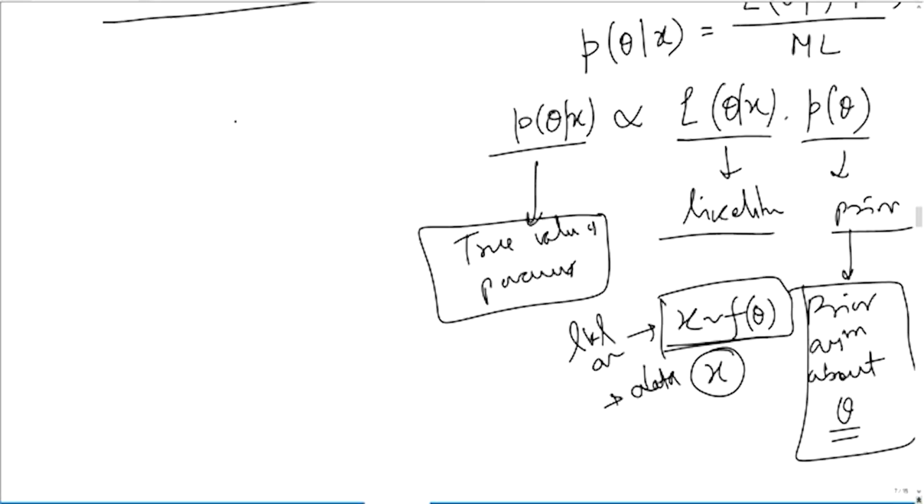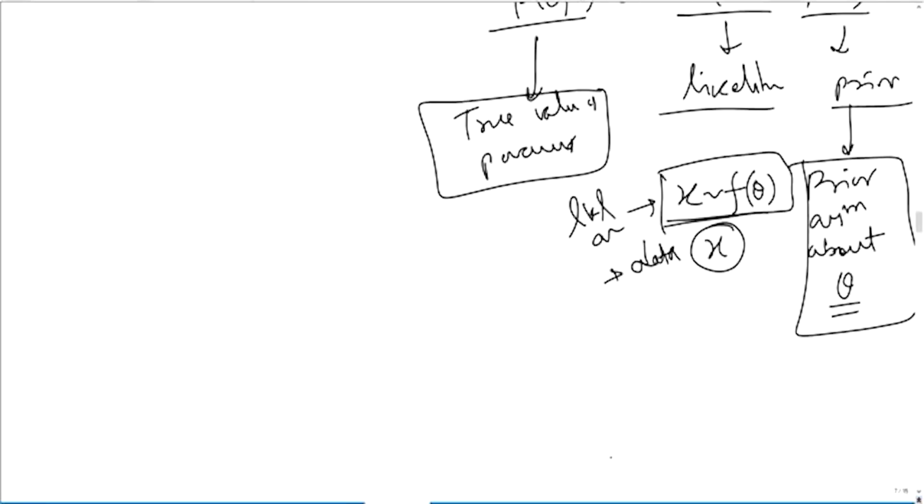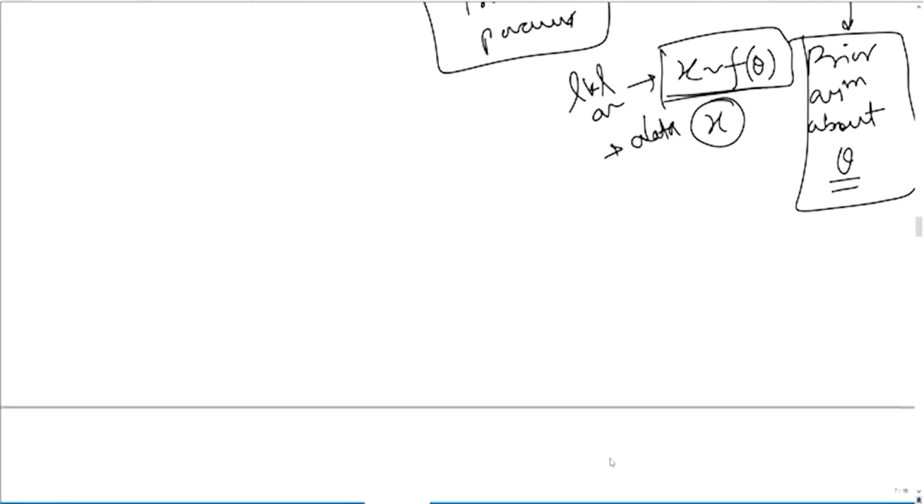So these three things together determine your posterior distribution: your prior assumption about the parameter theta, your likelihood assumption about the underlying process behind the data, and the data itself, that is, what you have actually observed. That will determine what the likely values of theta are. Let us see how it actually comes out in practice.